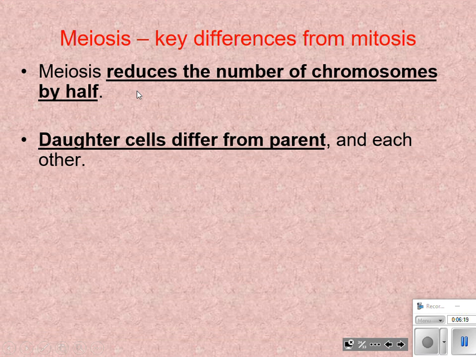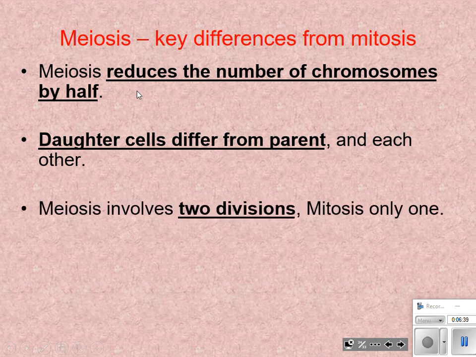All right, so reduces the number in half, diploid to haploid. Daughter cells are different than the parent cells. In mitosis, they were identical, weren't they? In mitosis, they were identical. The same cell was duplicated. Meiosis involves 2 divisions. Mitosis only involves 1 division. Excuse me, check. Meiosis is 2 divisions. Mitosis is 1 division.